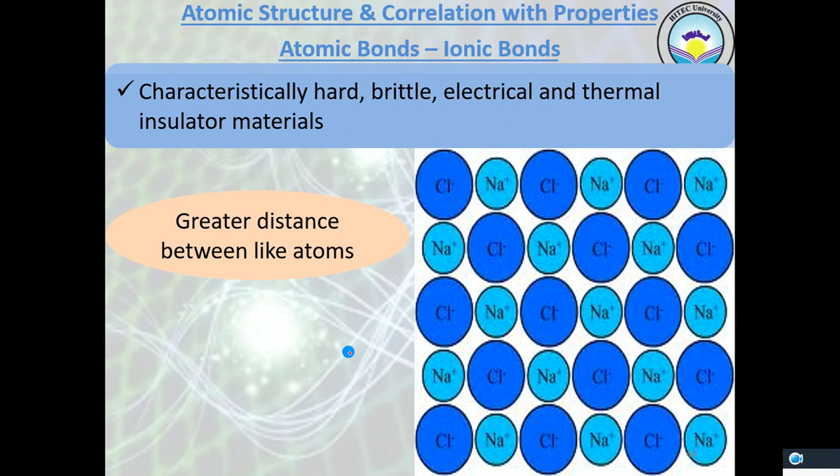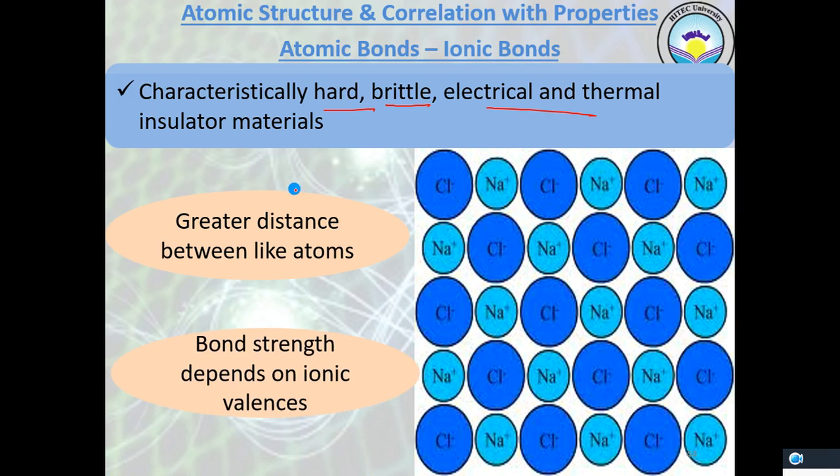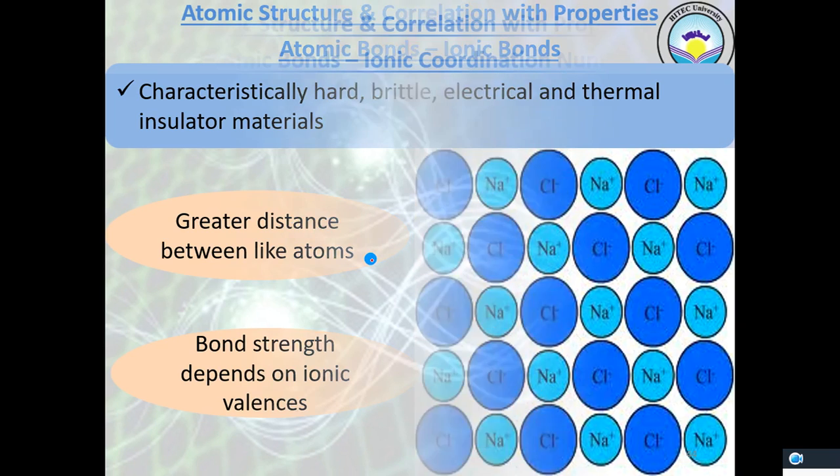So ionic bonds are characteristically hard, brittle, electrical and thermal insulator materials. So materials which form ionic bonds will be hard, they will be brittle, and also electrically and thermally they will be insulators. Also, greater distance between like atoms, bond strength depends upon ionic valences.